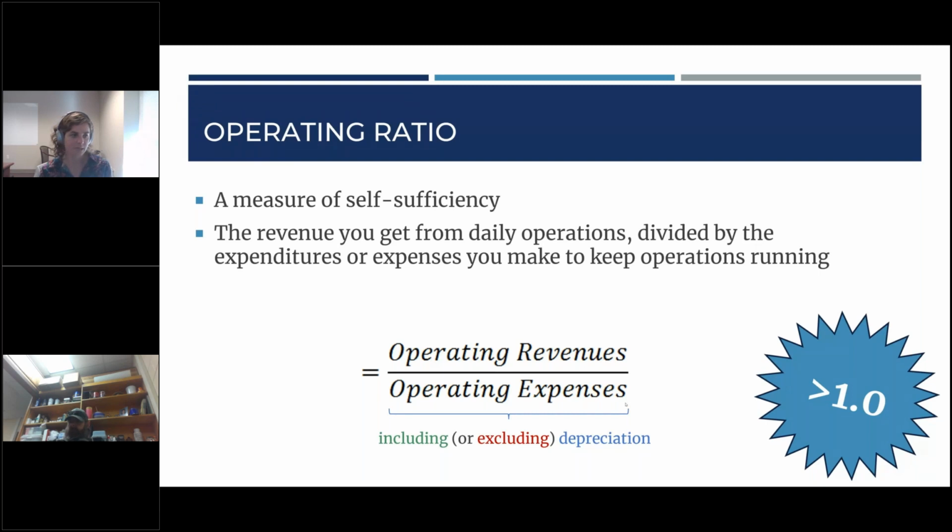And what we typically recommend is a value greater than 1, right? We want to make sure that the number in the numerator, the revenues, is greater than the number in the denominator, the expenses. Because that tells us that our system is self-sufficient. We brought in enough money to cover our day-to-day expenditures, or our day-to-day expenditures and future needs.